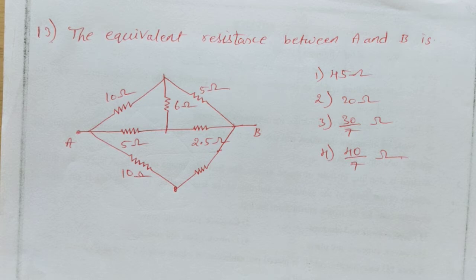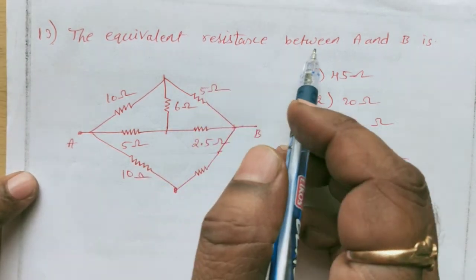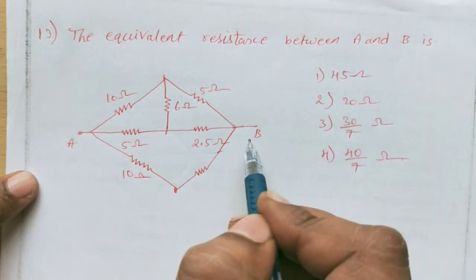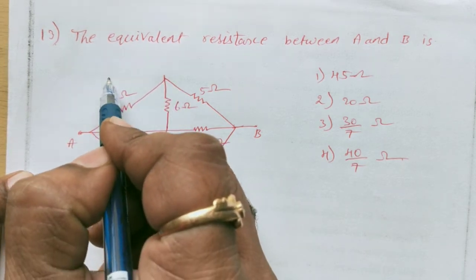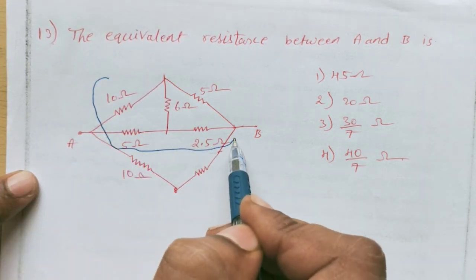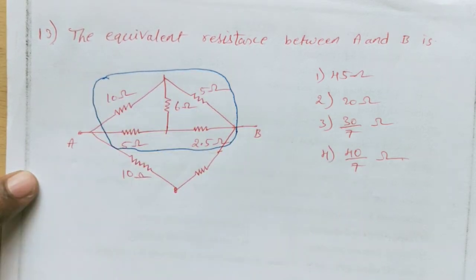Students, this is also one more simple problem. Just easily we can identify the result for this problem. The equivalent resistance between A and B. Here A is present, here B is present. Once clearly observe, these 5 resistances appear as one Wheatstone bridge condition.